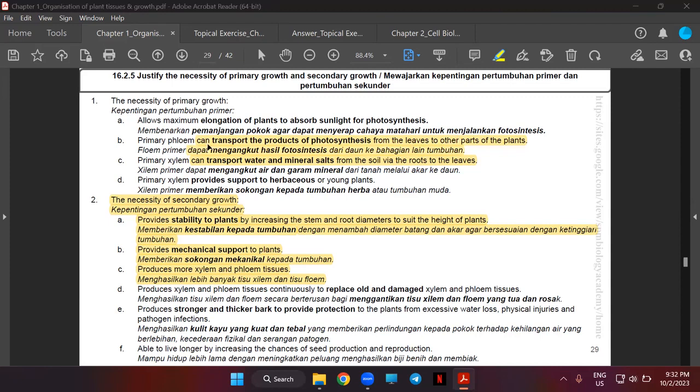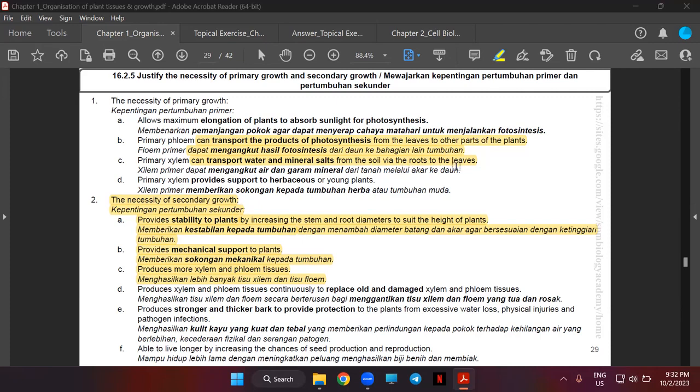Okay, the answer for C. You write C first. Produces more xylem and phloem tissue. You write that first. Tulis C dulu. Okay, kemudian. Then you write this. After C, you write this. Secondary xylem. Rujuk atas C. Secondary xylem can transport water and mineral salt from the soil via the root to the leaf.